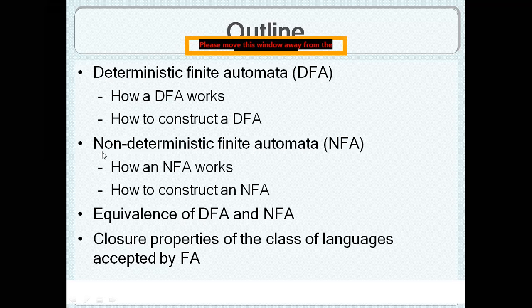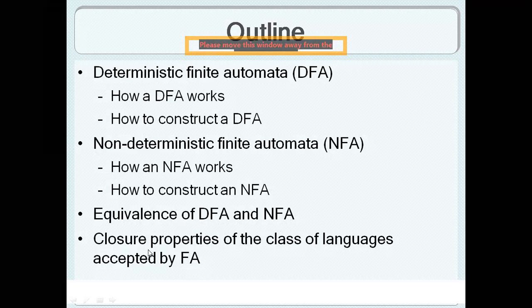The next one is non-deterministic finite automata. These are the types of finite automata. We have two types: the first is the non-deterministic finite automata and the second is the deterministic finite automata. In these two, we will see how they work and how to construct an NFA and a DFA. And here, equivalence of DFA and NFA. Equivalence means we have to convert a given NFA into a DFA.